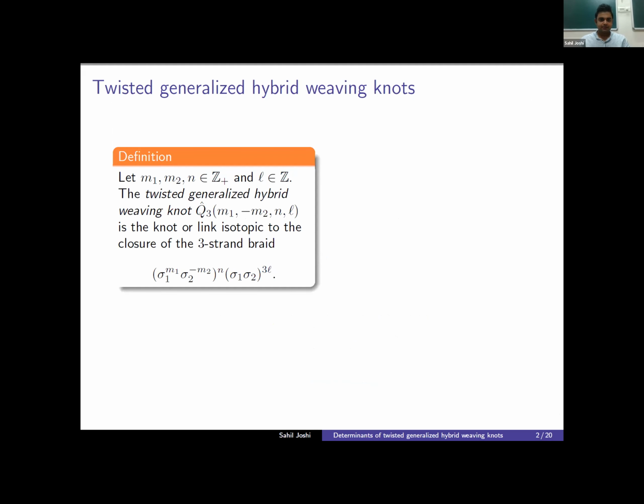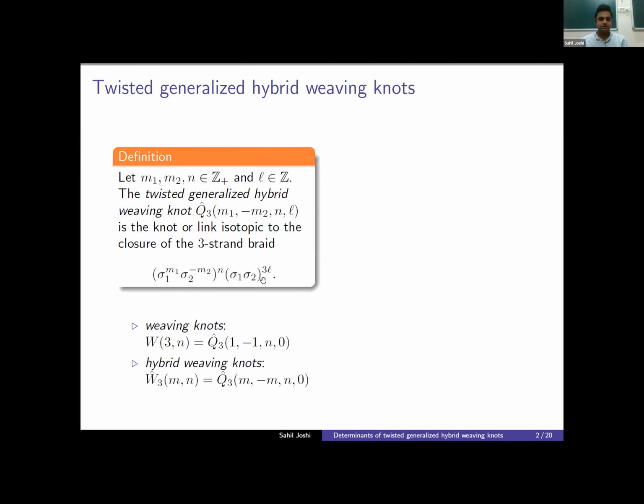We take three positive integers m1, m2, and n and an integer l. This twisted generalized hybrid weaving knot is denoted by Q3 with these parameters m1, m2, n and l, and it is the closure of the three-strand braid. The braid word is the following: sigma 1 power m1, sigma 2 inverse power m2, the whole raised to power n, and this sigma 1 sigma 2 raised to power 3l is actually a positive twist of the entire braid if l is positive. If l is negative, then it will be a negative twist, a full twist when l is plus or minus 1, and so on. l can be any integer.